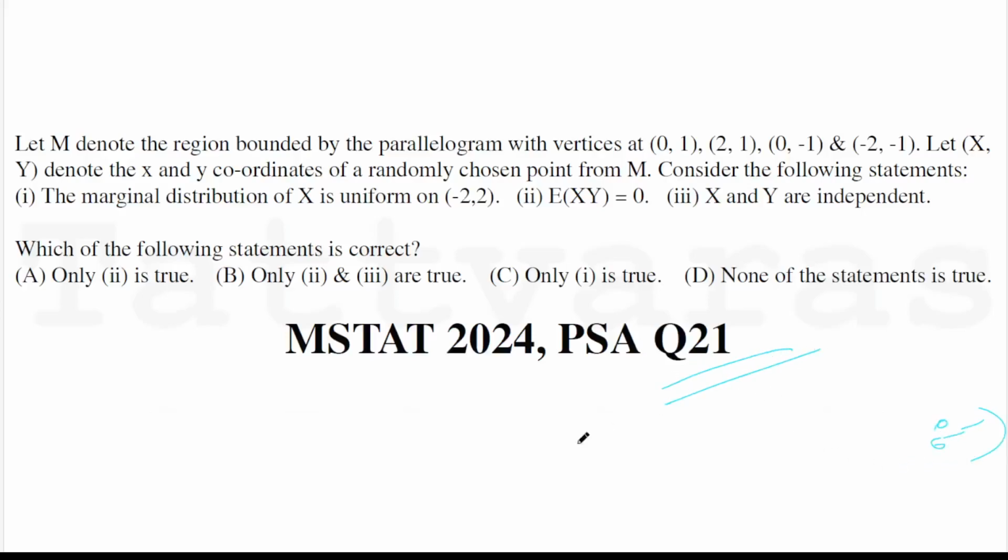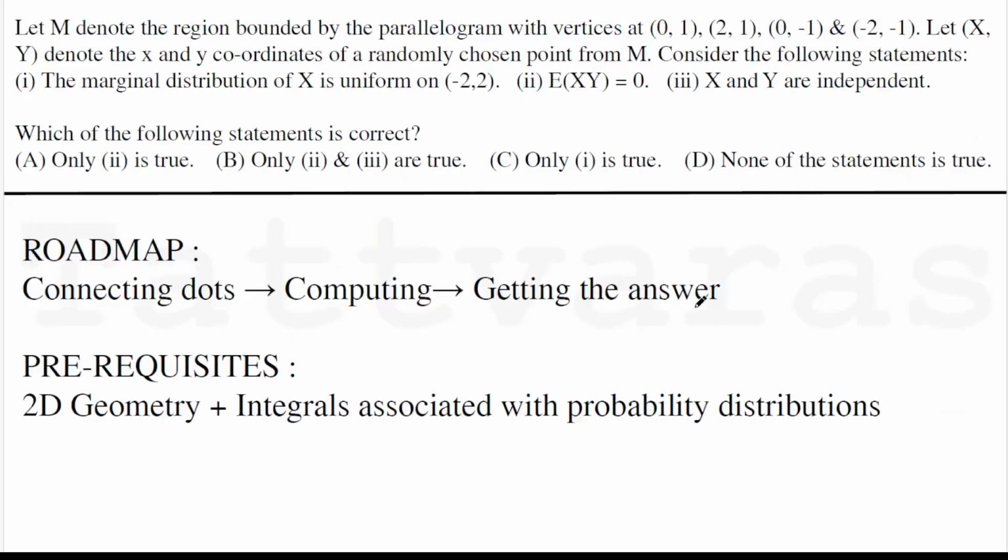Today we will solve the 21st question of ISI MSTAT 2024 PSA. And honestly, this could have been a PSB question. Just give the same setup and ask to prove all these things, that you have the joint distribution which is uniformly distributed in a particular region, and you are given some statements, prove them. But instead, we are being asked how true the given statements are. The four options correspond to identifying how true the statements are.